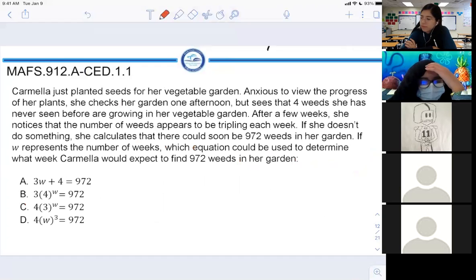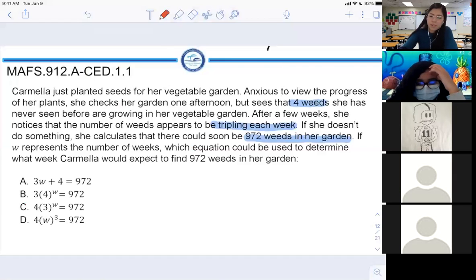Carmela just planted seeds for her vegetable garden. Anxious to view the progress of her plants, she checks her garden one afternoon, but sees that 4 weeds she has never seen before are growing in her vegetable garden. After a few weeks, she notices that the number of weeds appears to be tripling each week. If she doesn't do something, she calculates that there could soon be 972 weeds in her garden. If W represents the number of weeks, which equation could be used to determine what week Carmela will expect to find 972 weeds in her garden?